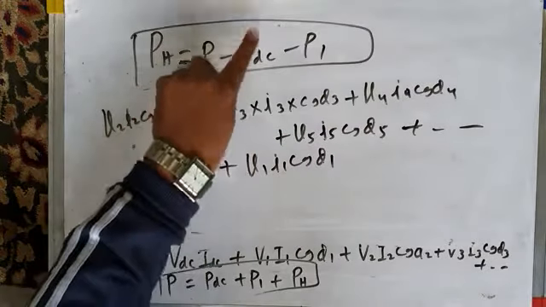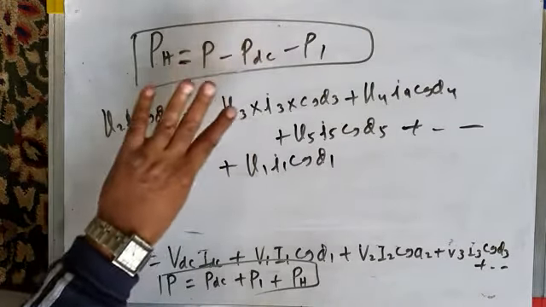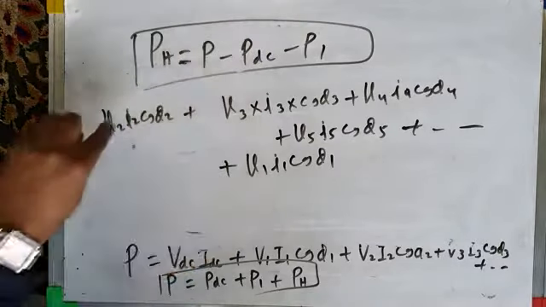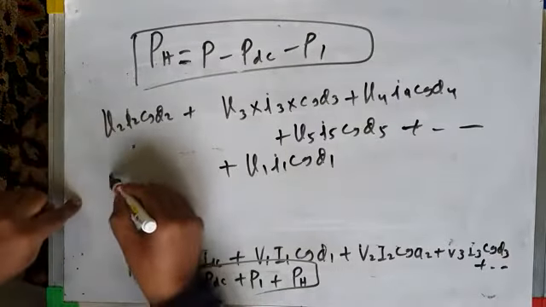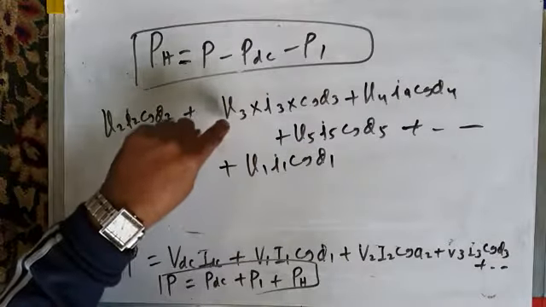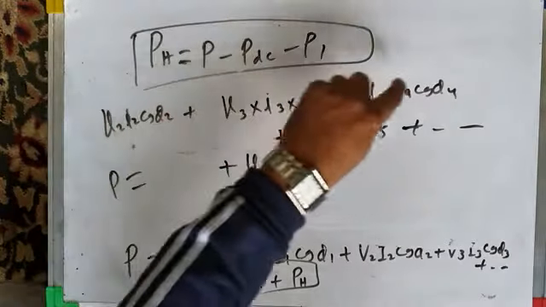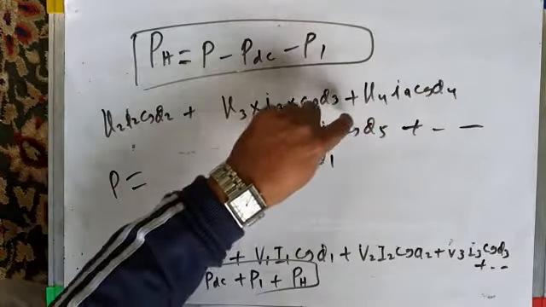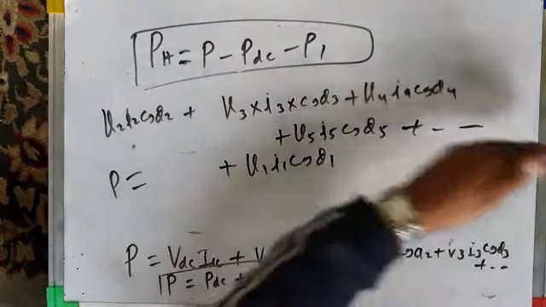Let's forget about DC offset. Let us assume for now that there is no offset. So therefore total power P, average power, will be the fundamental component of power P1 plus the harmonic components of power. This is a harmonic component of power. This is a harmonic component of power. This is a harmonic component of power, and so on.